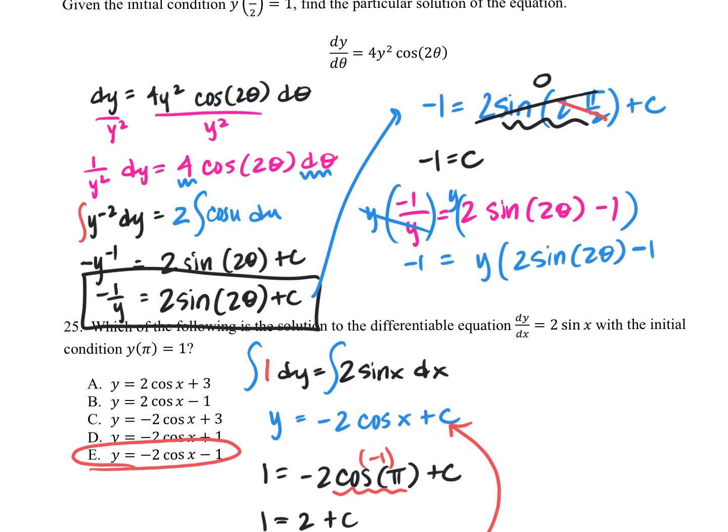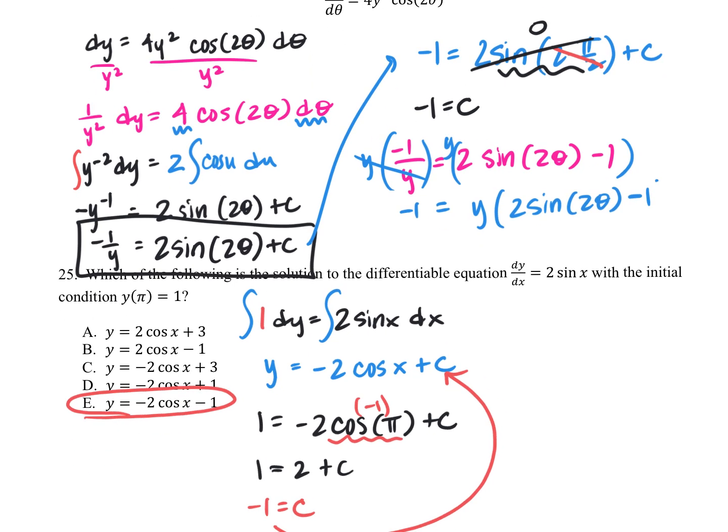Divide -1 by that. Didn't you just divide by -1? No, divide by the function, because the y was in the denominator. I got to get y out of the denominator, and now we're going to divide by that quantity. Can you just leave your answer? Yeah, 2 sine of 2 theta minus 1. No, we're done.